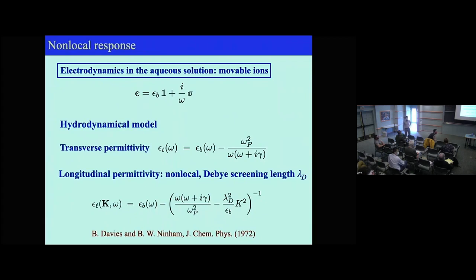A comment on that is in terms of elasticity. I think you can understand it. The longitudinal one is related to compression. The liquid has a restoring force against compression, and the other one would be shear. So there's no shear elasticity if it's a liquid. That's why the transverse one is local. That's the difference between the liquid and the crystal, right? Yeah. Thanks. Good point.